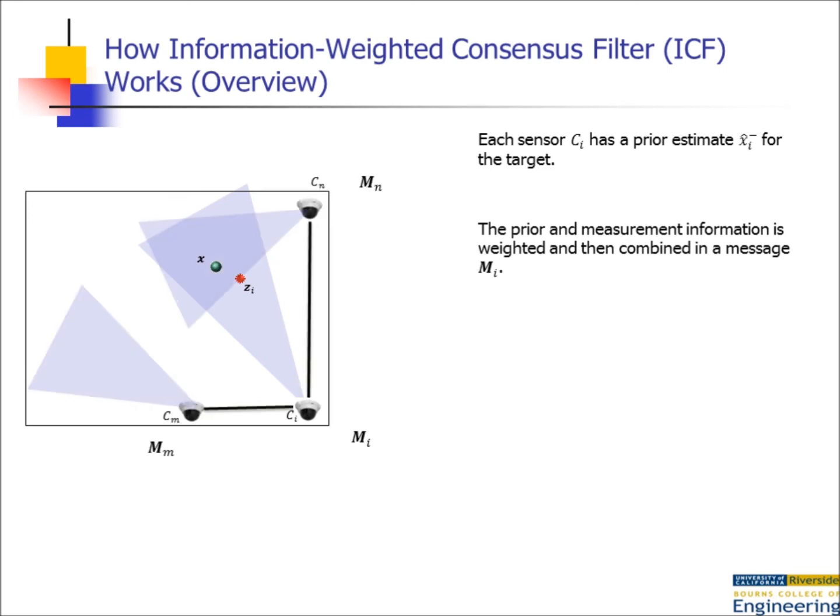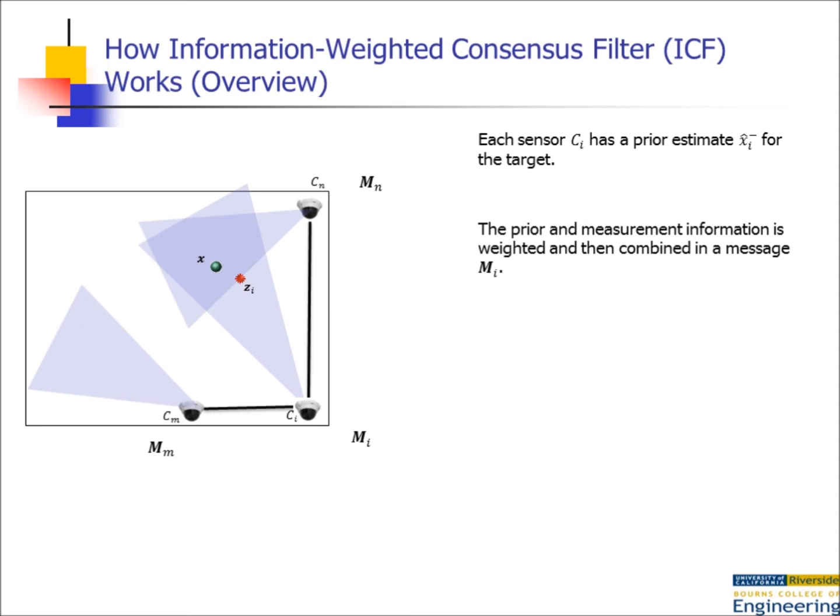There are other sensors connected to Ci, which may or may not observe the target. For a node not getting any measurement, only the prior information gets included in the message M. This is due to the appropriate weighting of information. This takes care of the issue with naivety.